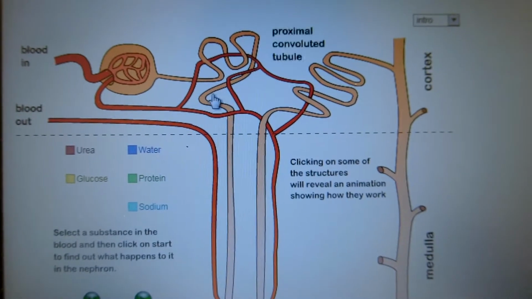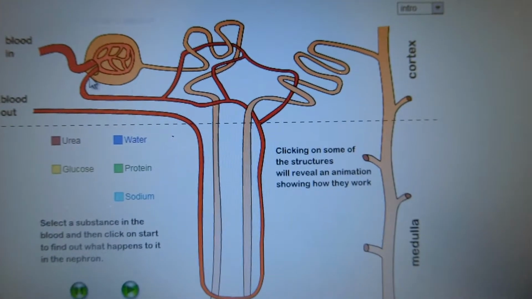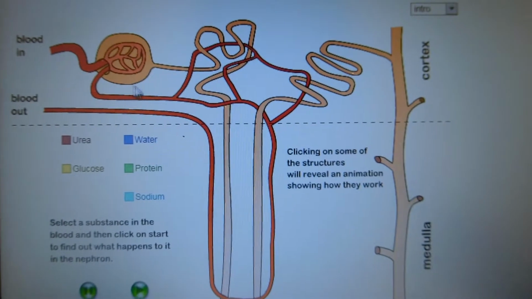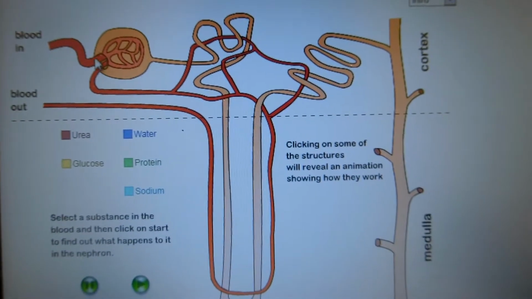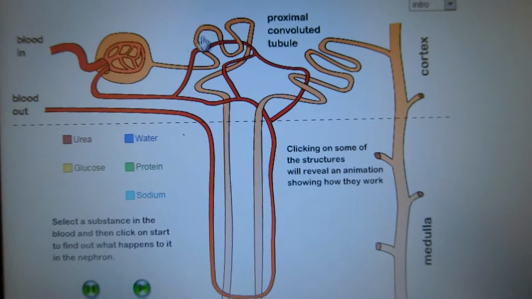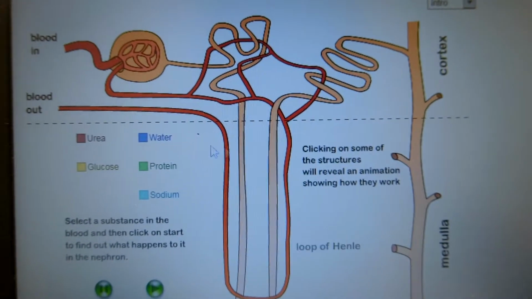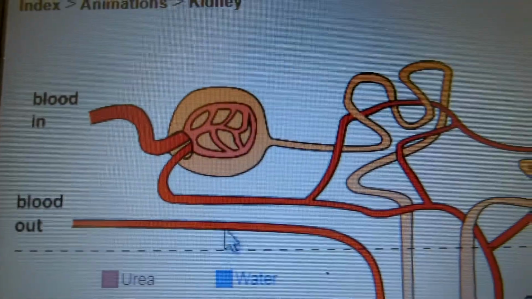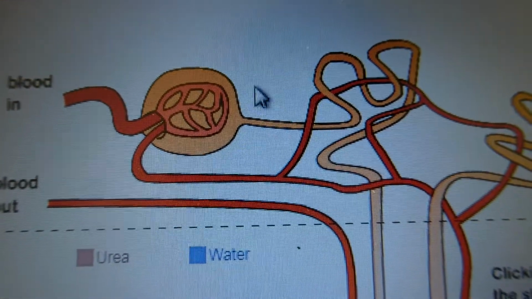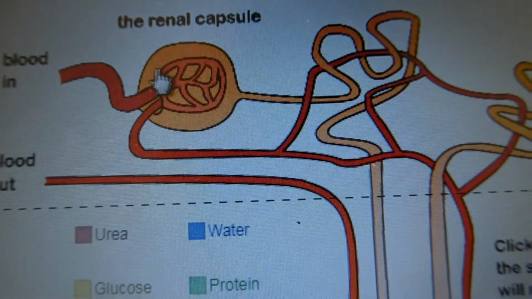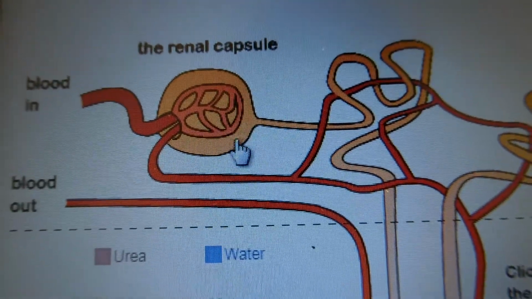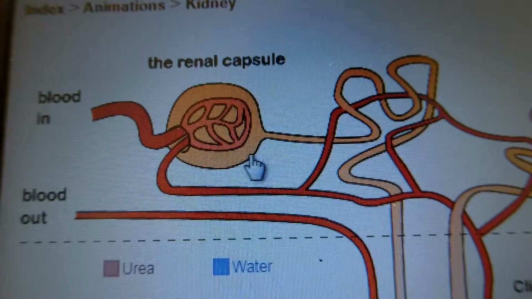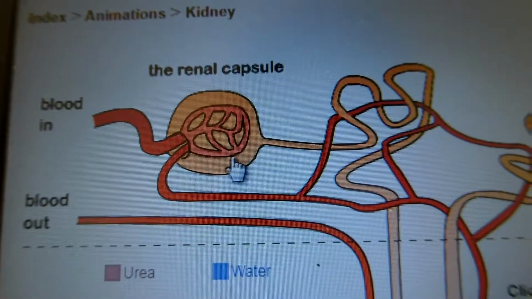This structure is actually the nephron. To orientate you a bit, the tubes in red color are your blood vessels, and the orange color ones are parts of your nephron. Now let's do a quick recap of the different parts of the nephron first. This is the bowl-like or cap-like structure, and we call this the Bowman's capsule. On this particular website, it's known as the renal capsule, but it's okay, we'll call it the Bowman's capsule.